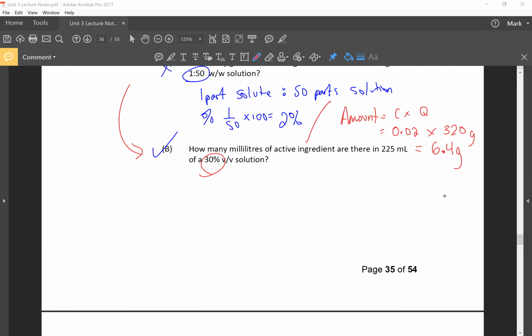Okay, how many milliliters of active ingredient are there in a 225 milliliter 30% solution? So again, very straightforward. I like this one. The amount is C times Q, the concentration times the quantity. And that's it. That's a good one. All right, so 0.3 times 225 gives me 67.5. Now, some of you guys might be wondering, how do you know what unit it is? Well, it's the unit you're using in your quantity, in your Q. So this would be milliliters.